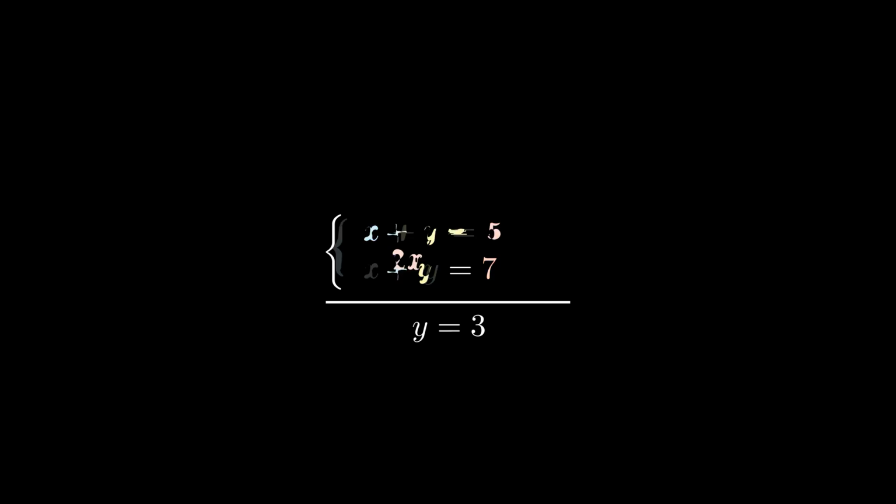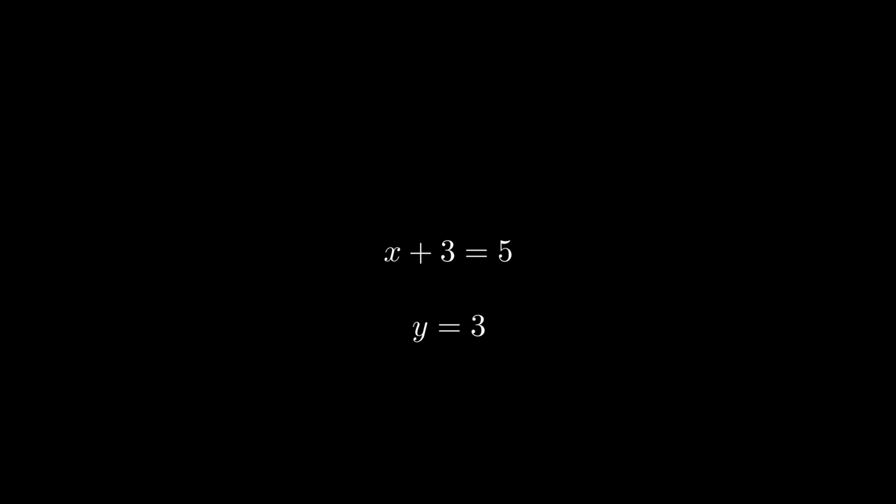We bring back the original equations, and now the value of y can be substituted into either of the original equations. As a rule of thumb, choose the simpler-looking equation. We substitute y equals 3 into the upper equation in place of y, and solve for x. Thus, we have found two solutions for the system of equations.